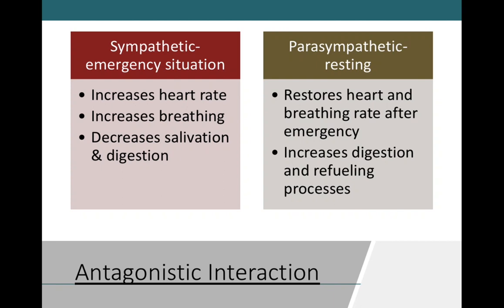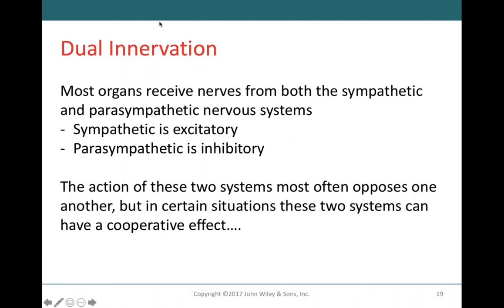We need more blood flow going to our muscles of digestion so that we can refuel our body's energy stores. Now, I've already discussed the concept of dual innervation. This is just stating that most organs receive innervation from both the sympathetic and the parasympathetic nervous systems. And in the body as a whole, the sympathetic is going to excite our body's activity, and the parasympathetic nervous system is going to inhibit our body's activity.